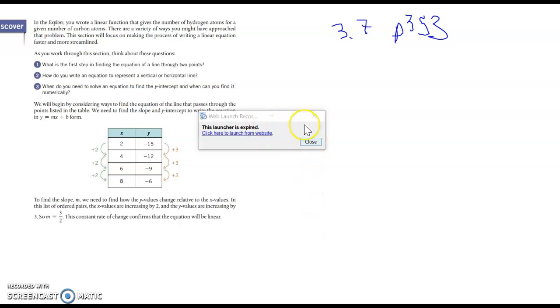Okay, and I'm not sure why that's there. We'll close that.